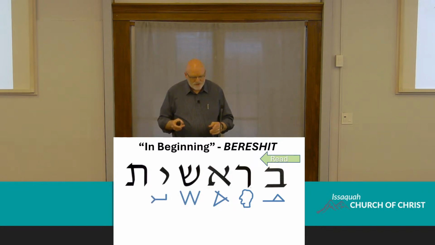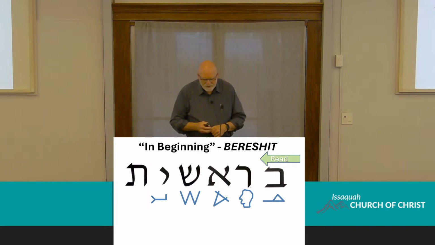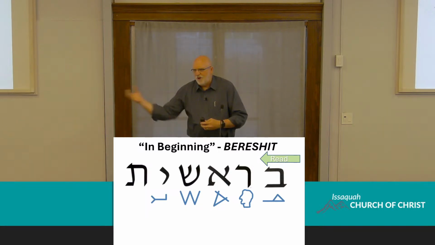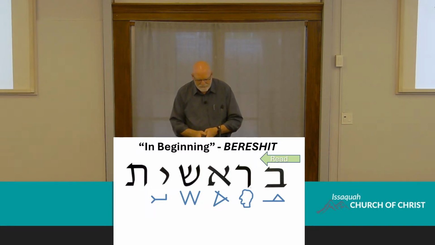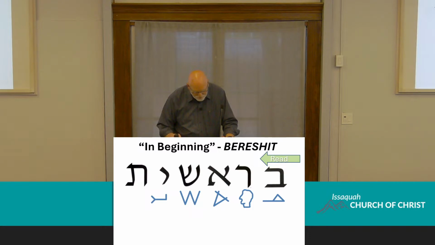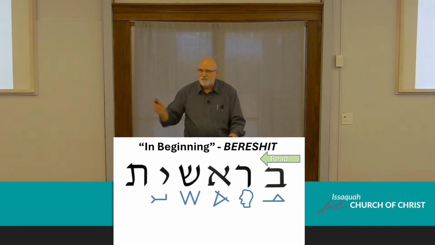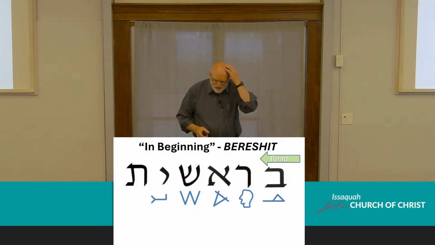So the next letter is Yud. And it's the picture of an arm with a hand on the end of it. Yud is the smallest letter in the Hebrew alphabet. When Jesus said not one jot or one iota of the law would fail, in Hebrew it's yud. And that's in Matthew 5:18.